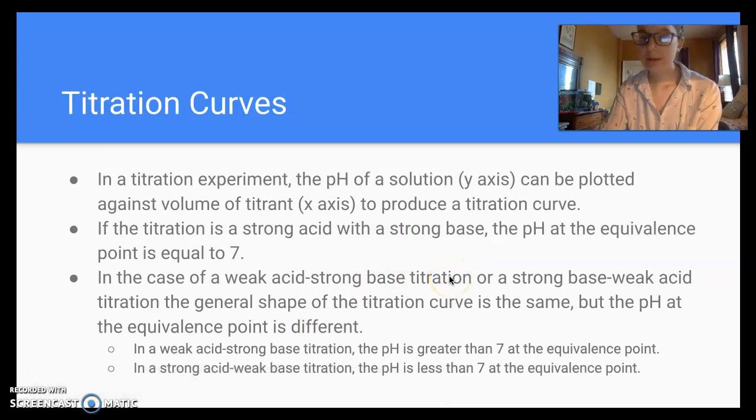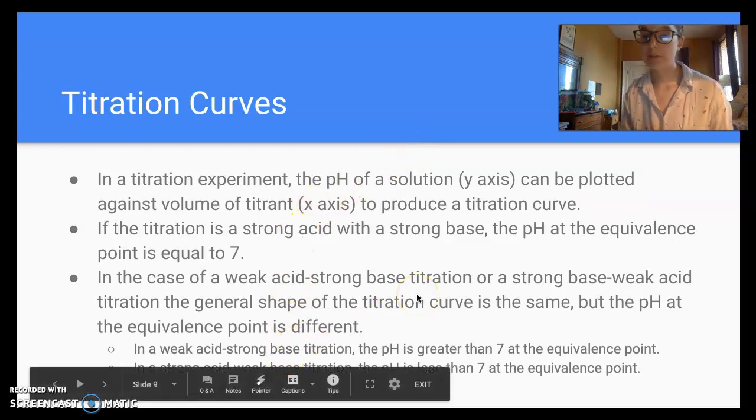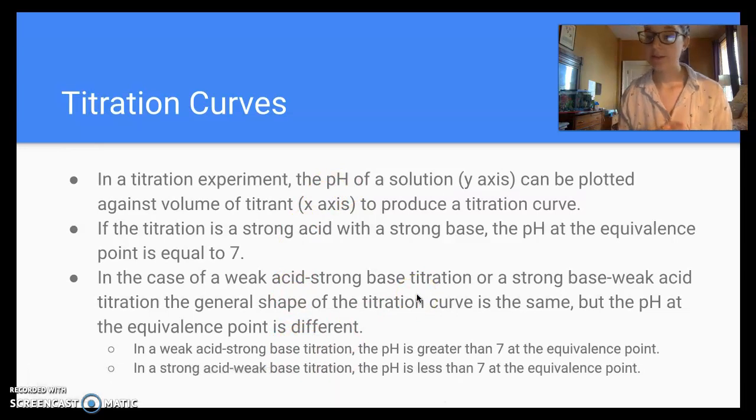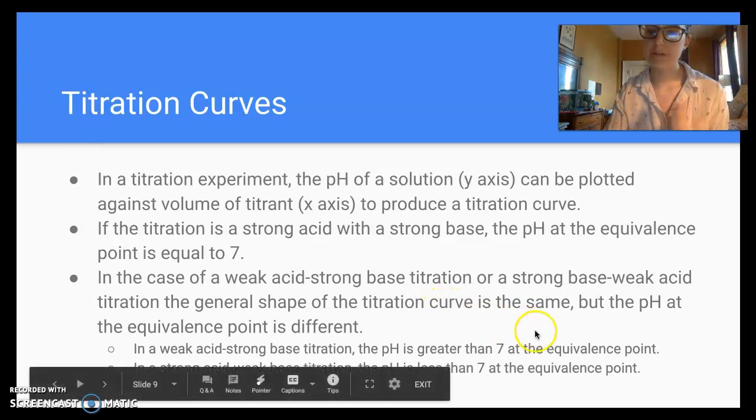But if we have a weak acid or weak base at any point, the pH at the equivalence point is not necessarily going to be equal to 7, which is why we would definitely use a titration curve to determine the equivalence point of the reaction. So in a weak acid-strong base titration, the pH is greater than 7, and with a strong acid-weak base titration, the pH is less than 7 at the equivalence point. This has to do with conjugate acids and conjugate bases of weak bases and acids. We'll go into more detail with that later on. Right now, I just want you to be aware of these 2 bullet points here.